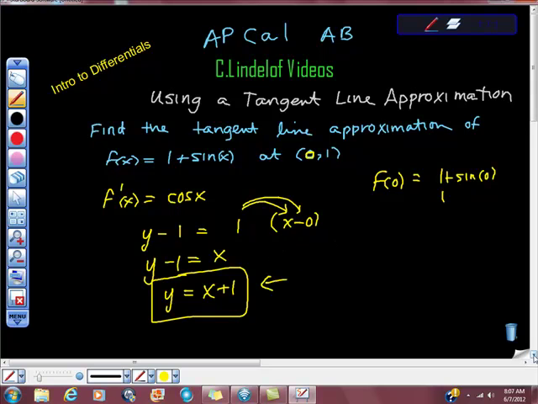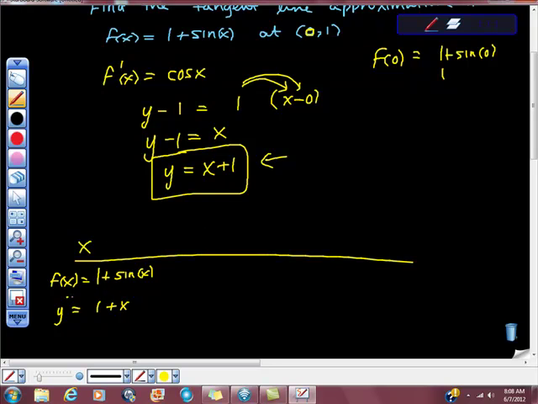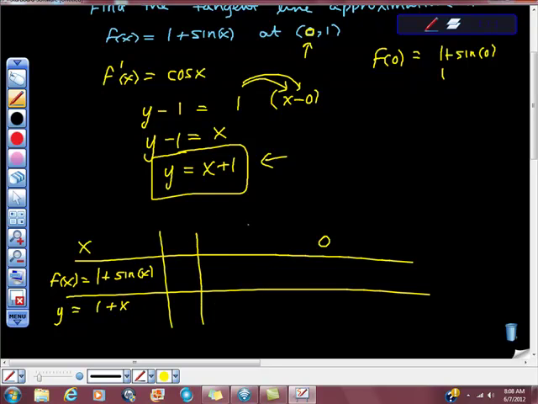That's the quick answer. But to do this as an approximation, we would have looked at this a little bit differently. We would have set up a table and said this is x, this is f of x equals 1 plus sine x, our original function. And then here's our tangent line function, 1 plus x. Remember, we're interested in when x goes to 0. So we're going to make our approach. Let's approach from maybe 3 places from the left, and then maybe 3 places from the right.